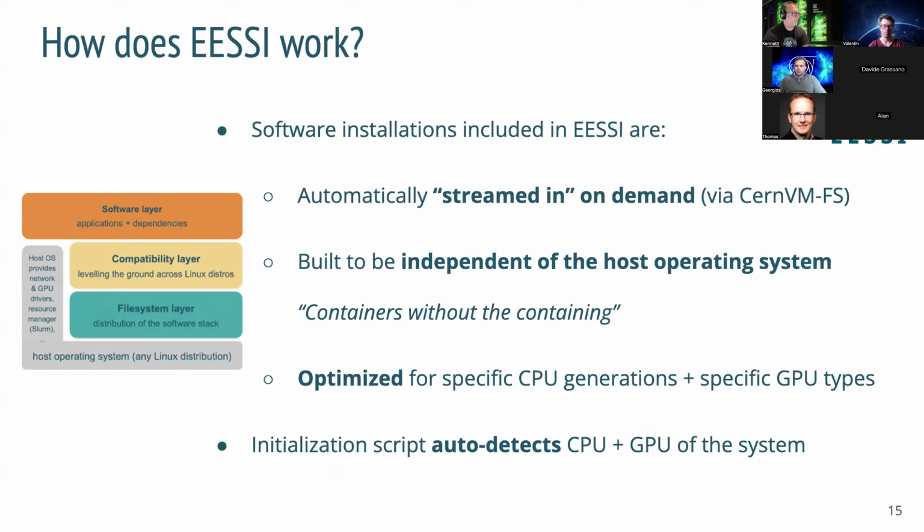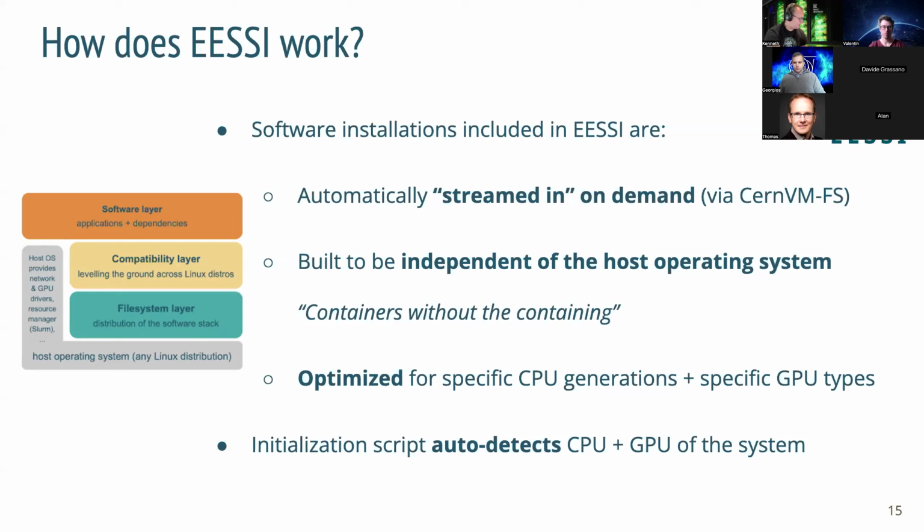So this is the same thing, but a bit of a different look. We rely on CernVM-FS for on-demand streaming of software installations. We rely on the compatibility layer to become independent of the host operating system. We sometimes call this containers without the containing. So there's no container runtime involved, but we do pull similar tricks as are used in container images. And then we optimize the software installations we have on top of that for specific generations of CPUs and also different types of GPUs as well. Today, mainly NVIDIA GPUs, but we're also looking into AMD GPUs actively as well.